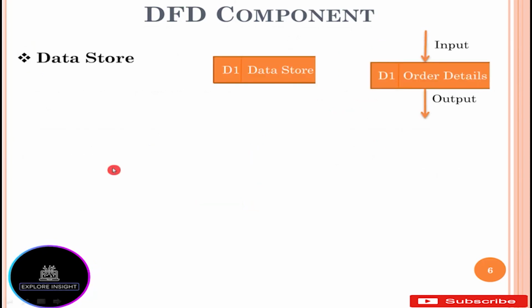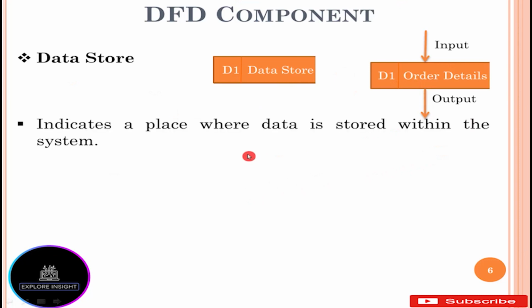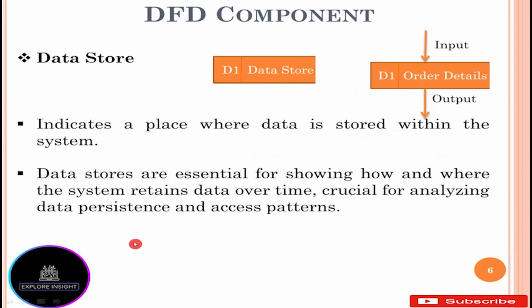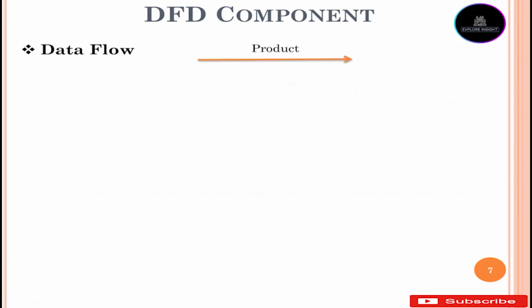Next in our list of data flow components is the data store. You can see in this picture that for every input, you should have an output. And also, let's emphasize more on the data store. A data store indicates a place where data is stored within the system. And also, data stores are essential for showing how and where the system retains data over a specific period of time. It is crucial for analyzing data persistence and access patterns.